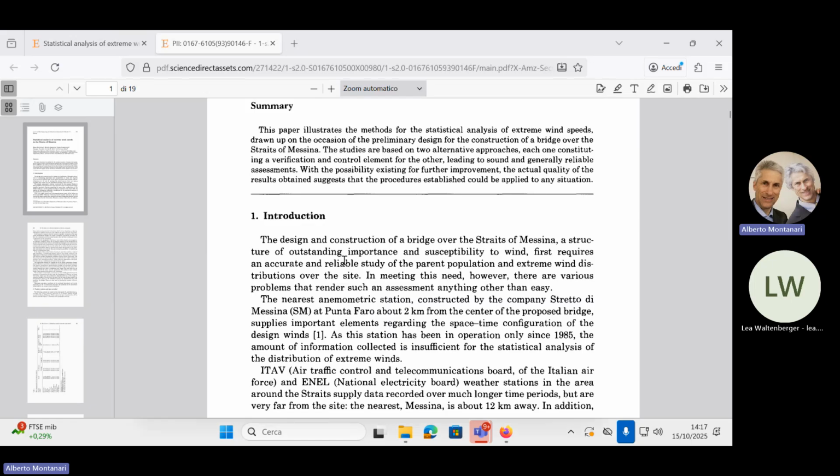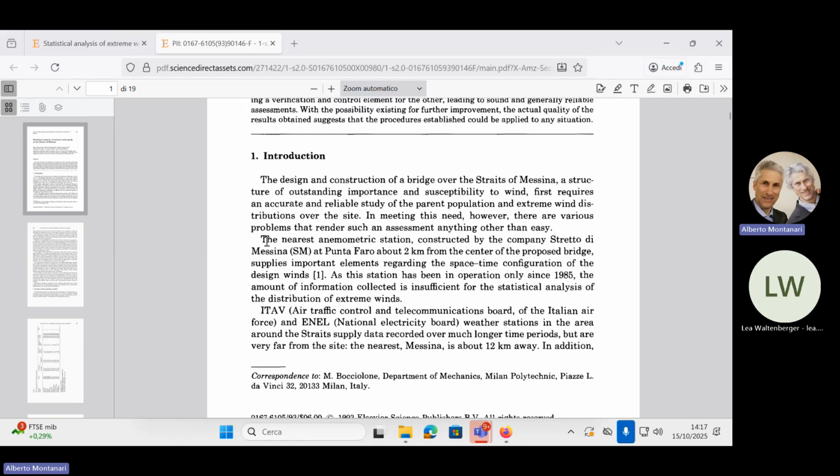So here, for instance, it says the design and construction of the bridge over the Strait of Messina requires an accurate and reliable study of wind speed. So this is the problem. And then here it describes the data, fine. They say we have anemometric stations, but at these stations the amount of information is insufficient. So this is already outlining a gap.